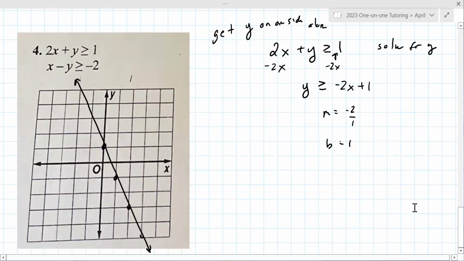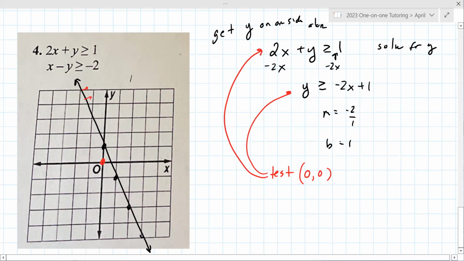Now, I'll tell you that you can test a point still. Like, let's say you wanted to test 0, 0. Since we just decided it's above, this should not work. You can test it either in the new one or in the original. Original's fine. 2 times 0 plus 0, is that greater than or equal to 1? Is that true? No. And we don't want it to be true because we already know it's supposed to be above here. They are consistent. Got it.